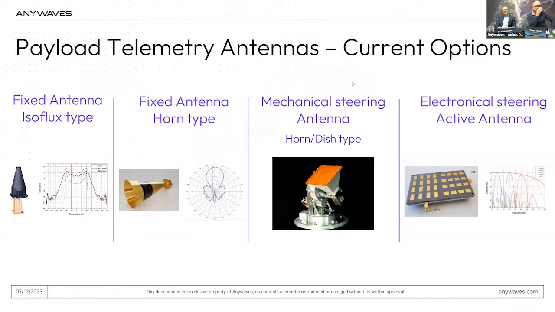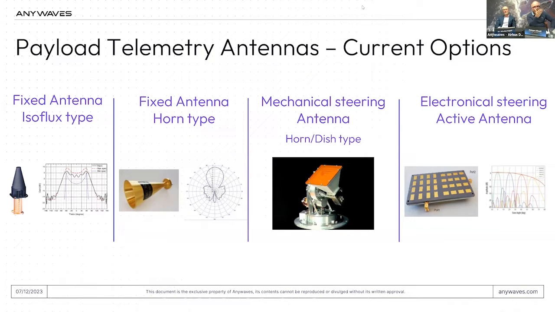Yes. To summarize, the slide presents the different types of antenna along the history, but they are still used. The first type is the isoflux antenna that can deliver a large coverage for data payload transmission, but this kind of antenna has the drawback of low gain. So at the end, the data throughput is limited.